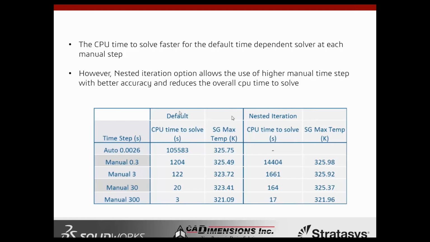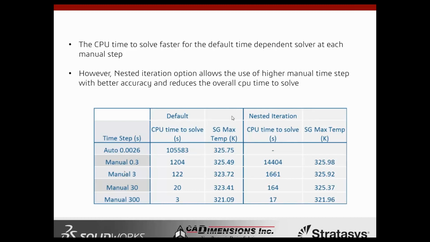So if you look here, with the old default transient solver, CPU time to solve, this was in seconds. So when we set it to automatic, it really dropped it down. It was 0.0026 seconds. So it really took into account every iteration. And our result was 325.75 max temp, and this is for a surface goal in Kelvin. So what we would deem the most accurate result running a default analysis.